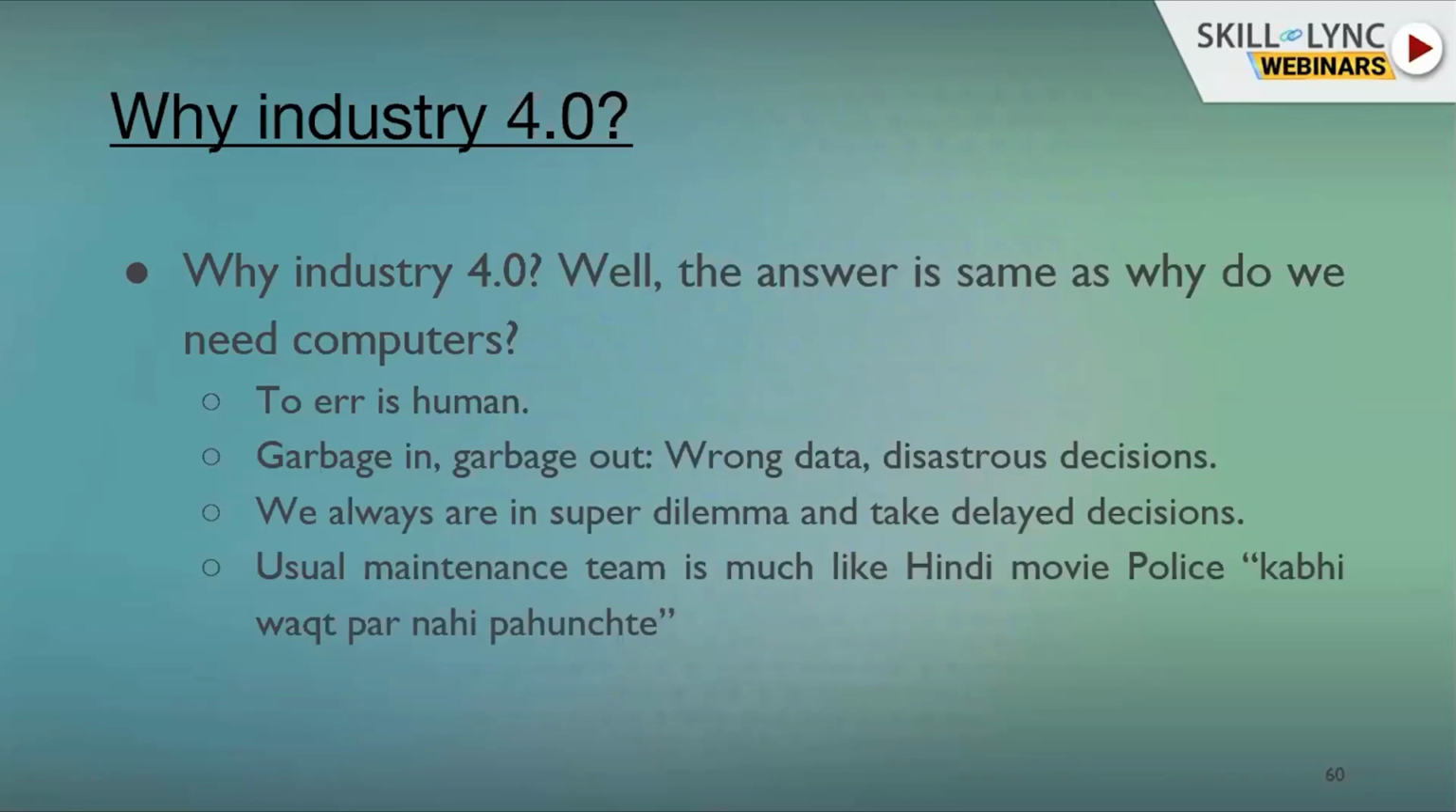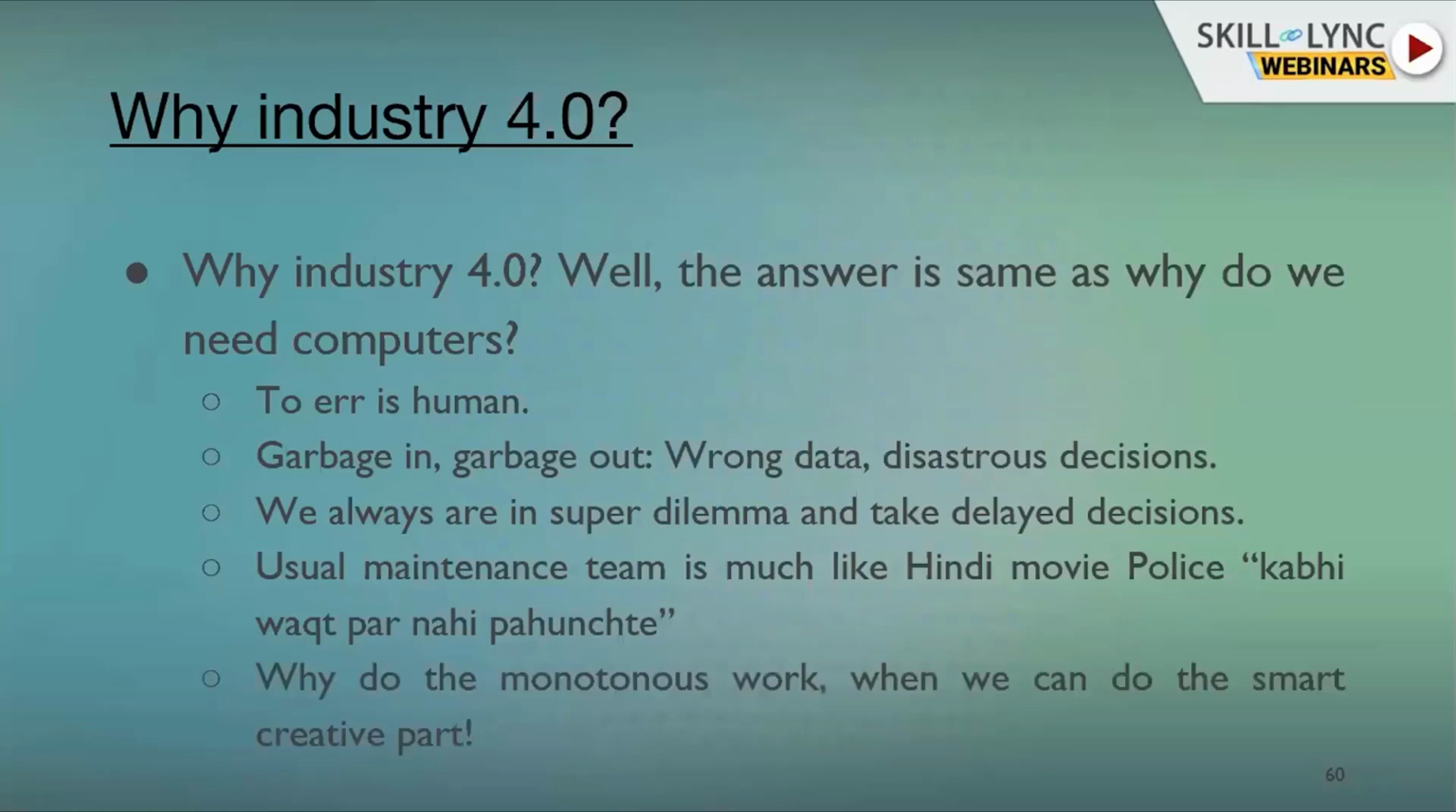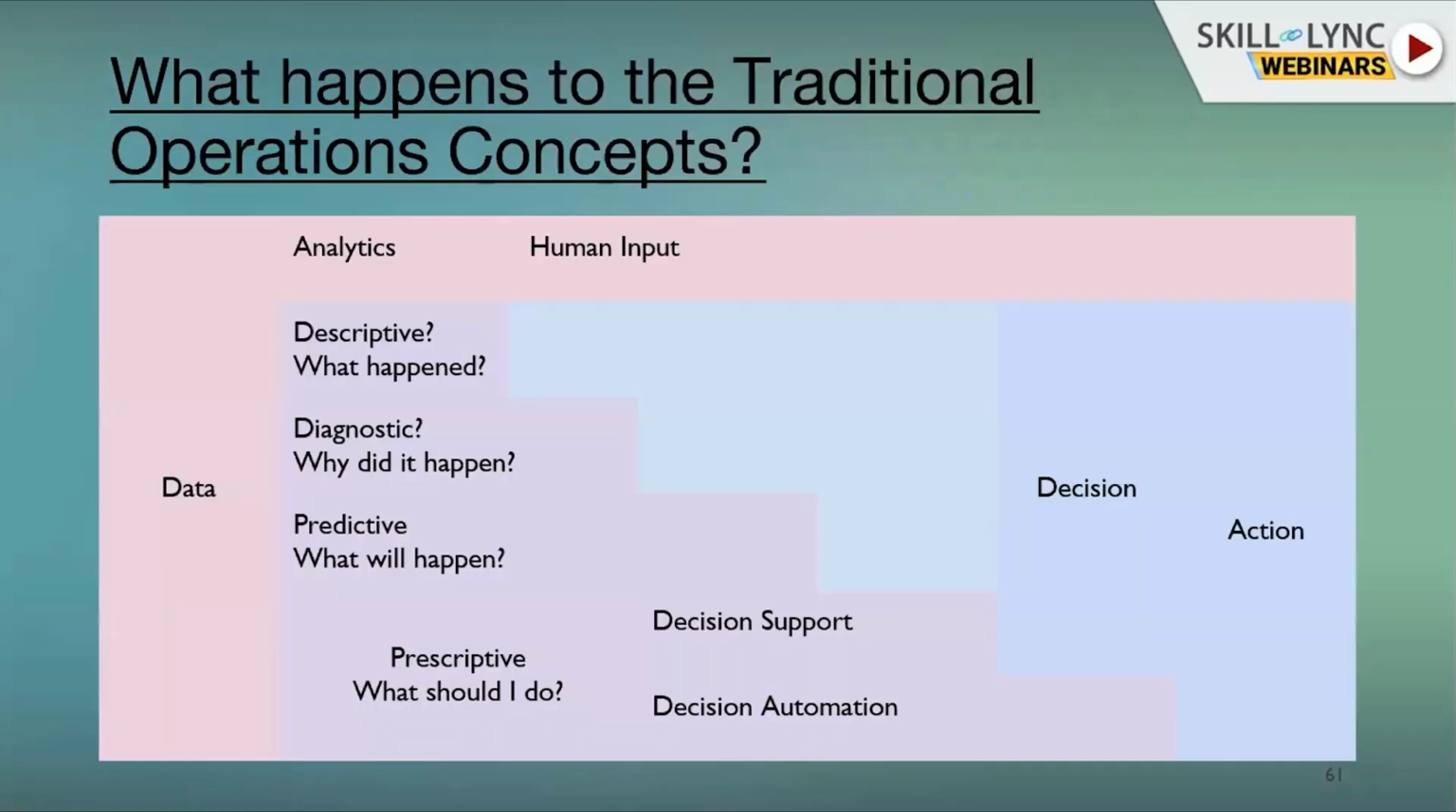The usual maintenance team is much like the police in the movies. This is very much true; I have experienced it too much. They never reach on time. Everything is done and then they arrive. So to avoid that, we should know when a particular machine is going to fail, so that beforehand we are able to analyze and take some actions. That is how the maintenance team should work, and it will work with the help of Industry 4.0. So why do the monotonous work when we can do the smart creative part? That is the basic principle.